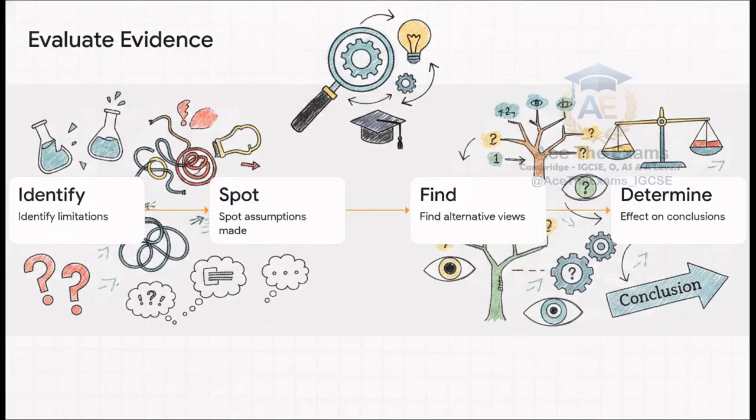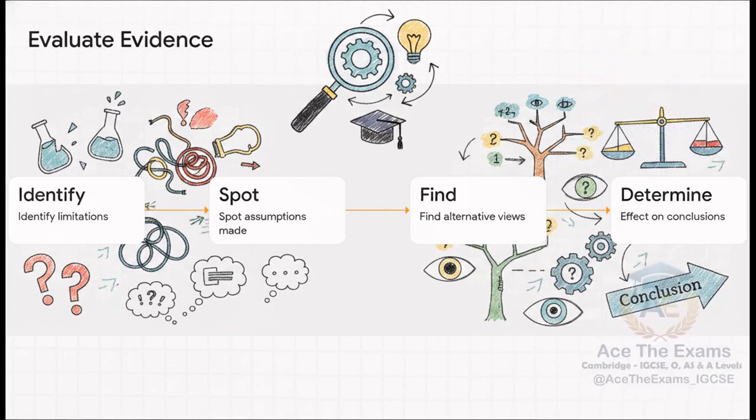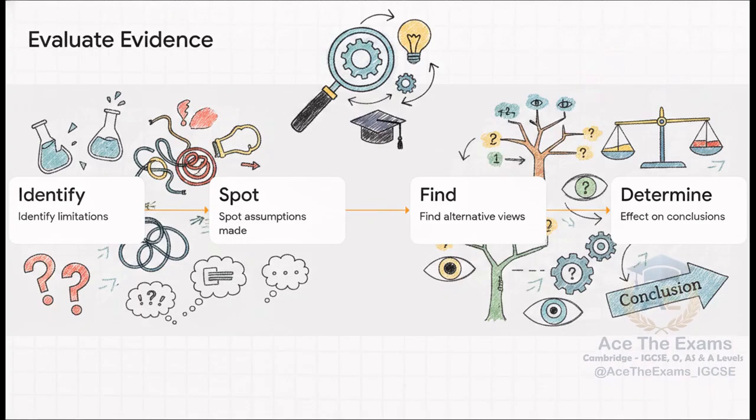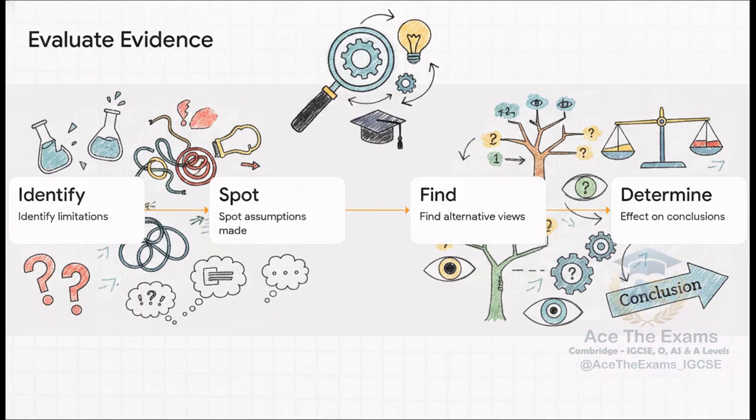To secure those absolute highest order marks, you need what we call a deconstruct, solve, evaluate cycle. This means evaluating the evidence quality by 1. Identifying limitations in the experiment, 2. Spotting any hidden assumptions made, 3. Finding alternative interpretations of the data, and 4. Determining exactly how all of that affects the final conclusions. Mastering this is the true hallmark of an A-star student.